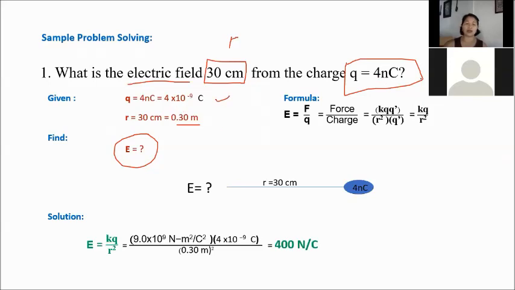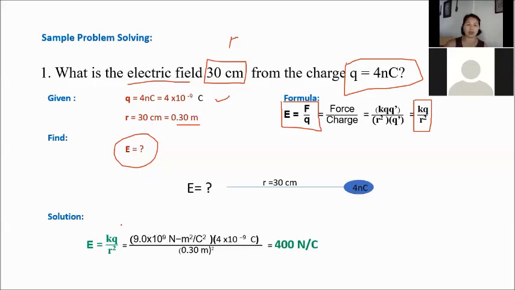And then, recall the formula of electric field, since electric field is what we are looking for here. F over Q. Do we have F? No. Here, distance and charge are given. So, you copy that formula, place it under the solution part, and then substitute all values.